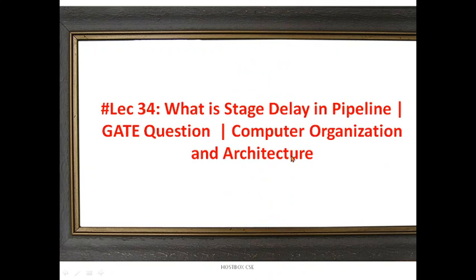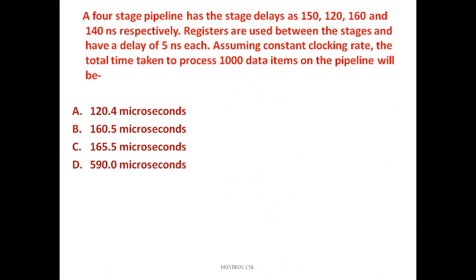Today we can see the problem and the diagram also, for understanding purposes. The question is given like this: a 4-stage pipeline has stage delays of 150, 120, 160 and 140 nanoseconds respectively. The registers used between the stages have a delay of 5 nanoseconds. Assuming a constant clock rate, the total time taken to process 1000 data items on the pipeline will be what? The four answers given are 120.4, 160.5, 165.5 and 590.0 microseconds.